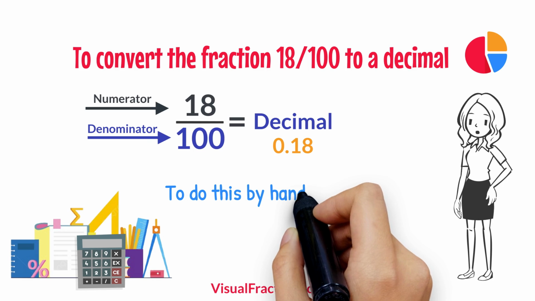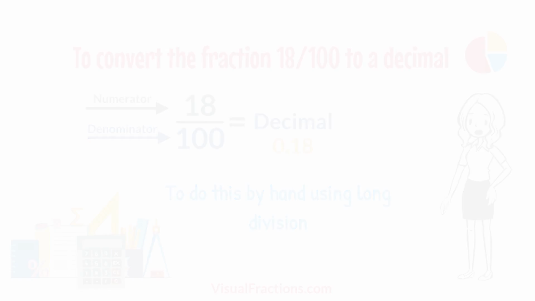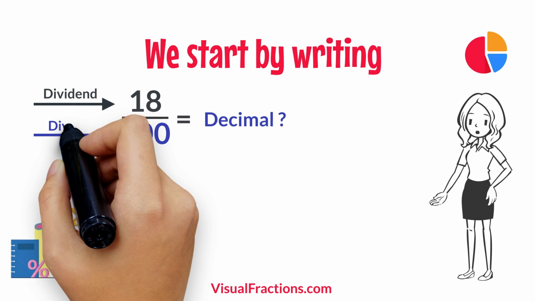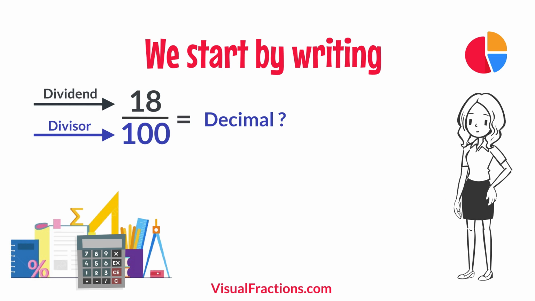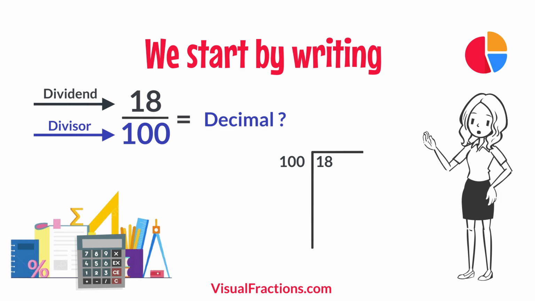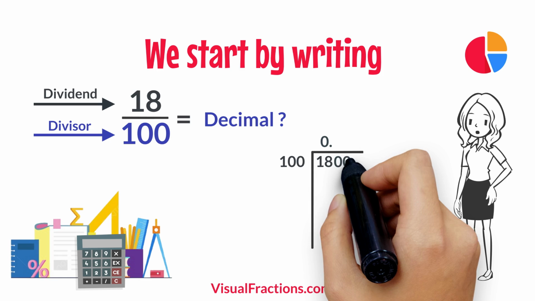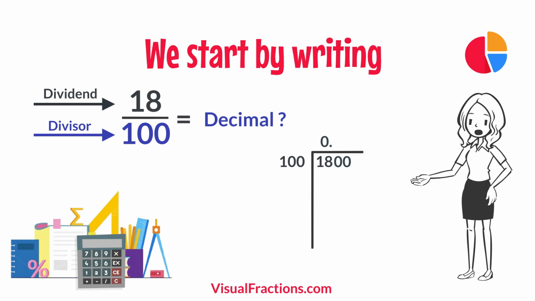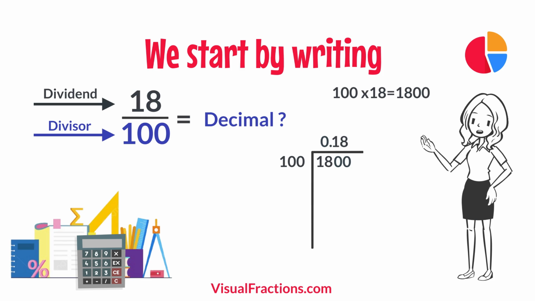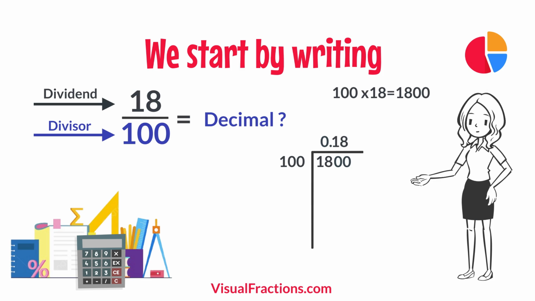To do this by hand using long division, we start by writing 18 as the dividend and 100 as the divisor. Since 100 doesn't fit into 18, we add a decimal point in our answer and append 2 zeros to 18, making it 1800. How many times does 100 go into 1800? Exactly 18 times. We write 18 after the decimal point in the quotient, making it 0.18.